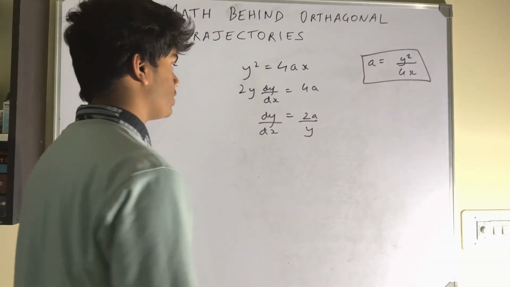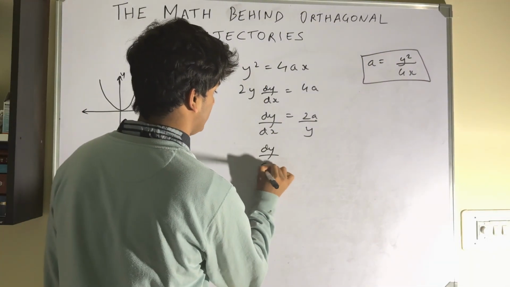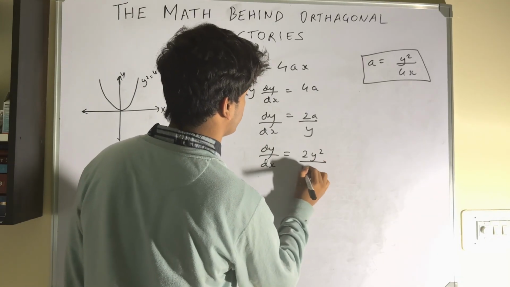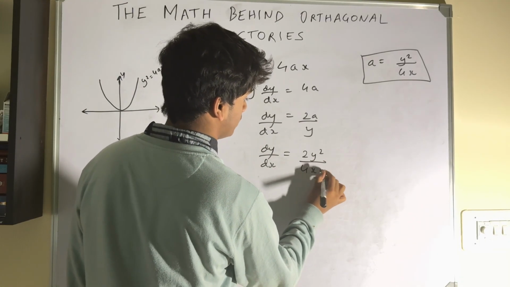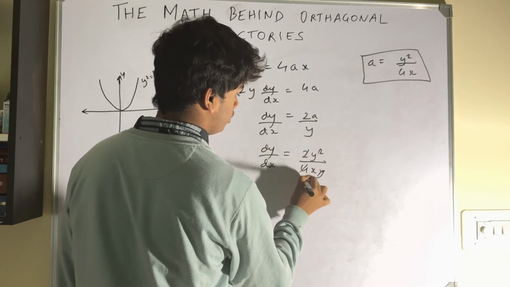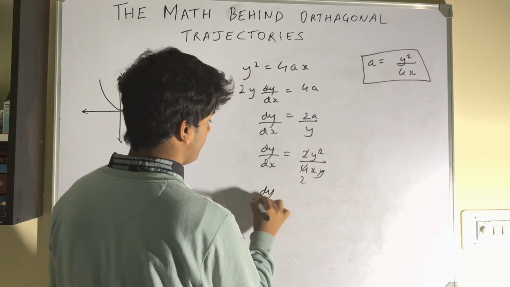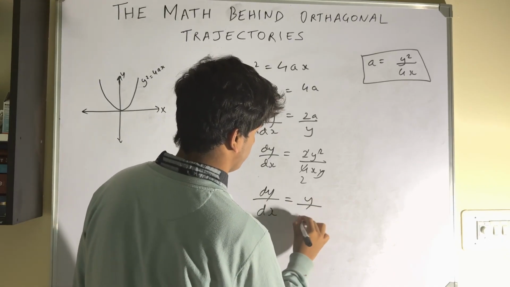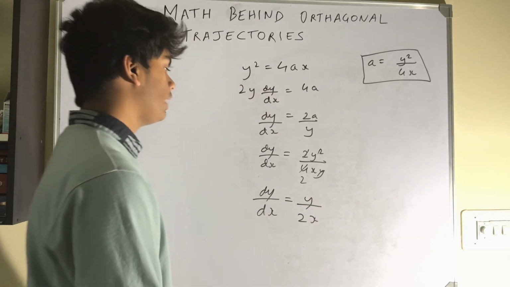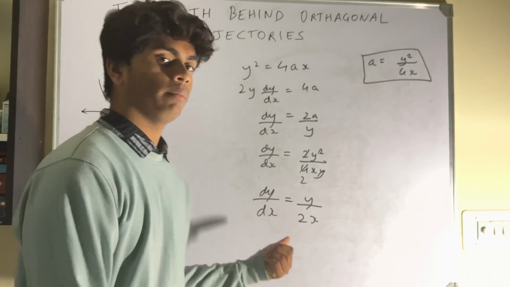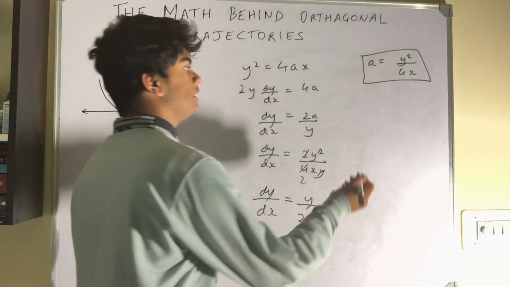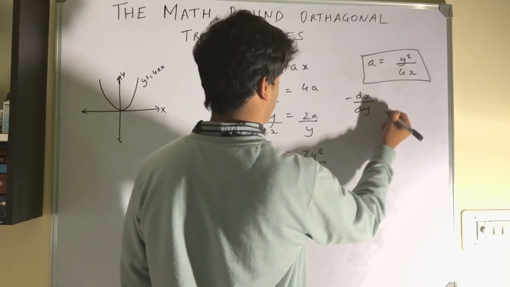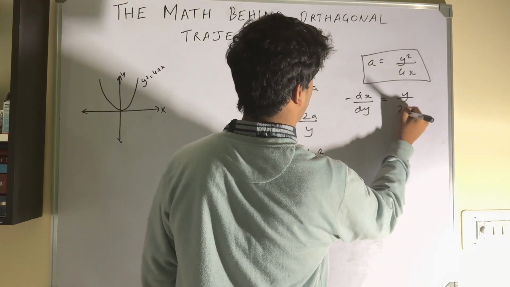Substituting this in this equation, we get dy by dx equal to 2y squared by 4xy. The y cancels out. We get dy by dx equal to y by 2x. Now, as we know, we replace dy by dx by minus dx by dy to find its orthogonal trajectories. So minus dx by dy equal to y by 2x.